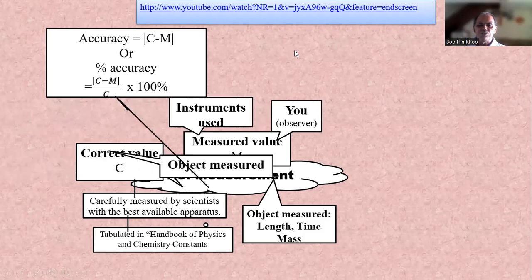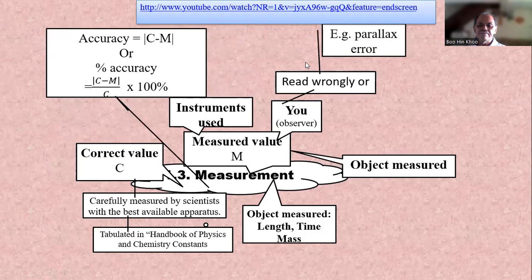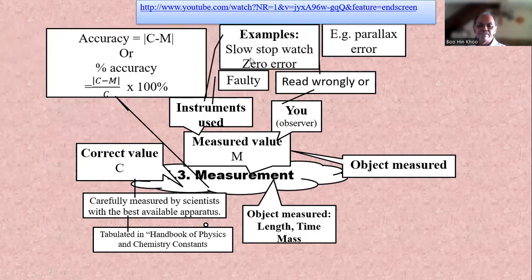And then there's the instrument you use. Three things are important: the object measured, you who do the reading, and the instrument used. You may read wrongly, for example parallax error. The instrument can be faulty, for example a slow stopwatch or zero error.